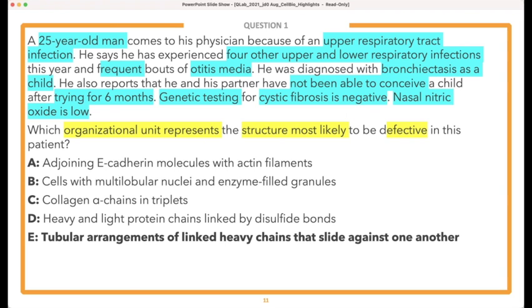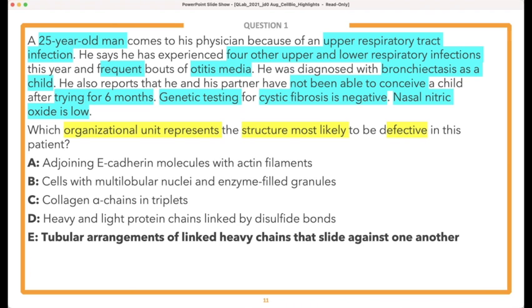Okay. This patient also possibly has apparent infertility, okay, not being able to conceive. So this patient might have primary ciliary dyskinesia, okay? This is where cilia throughout the body are dysfunctional, okay?